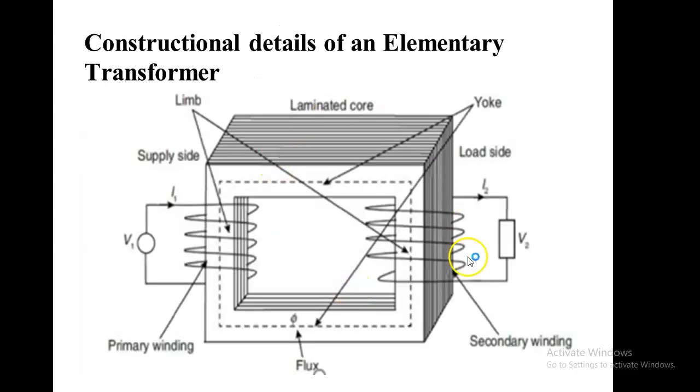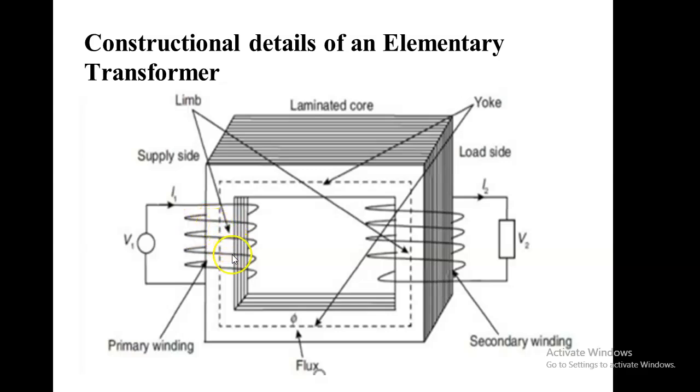See here, this particular diagram indicates an elementary transformer, that is the constructional details of an elementary transformer. Basically, this is the transformer core, made up of soft iron or different iron alloys or silicon material. This core consists of two different windings on the first and second limb. On the first limb, there is a winding which is called the primary winding.